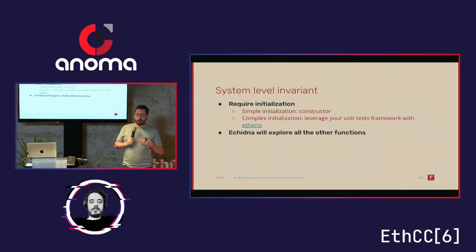The second one, system-level invariants, might be more complex, and one of the difficulties can be to initialize the system. If you are looking for invariants that are going to hold over 3 or 4 contracts, then you need to deploy 3 or 4 contracts, and initialization can be complex. We have an additional tool called Etheno that is going to replay your unit tests. So typically, if you have a really complex initialization setup, you can use this tool to seed Echidna so that it's a bit easier to set up.